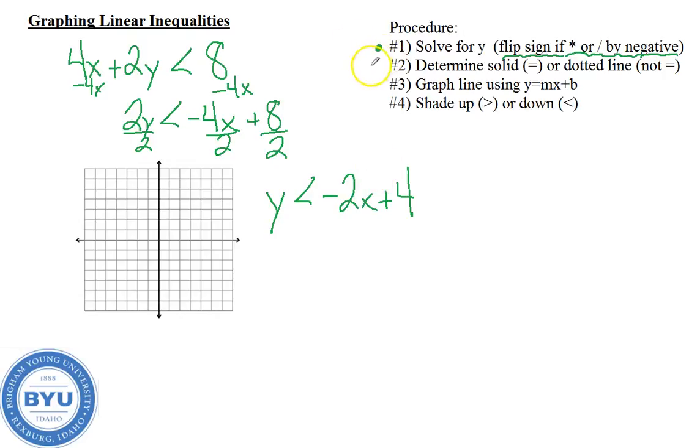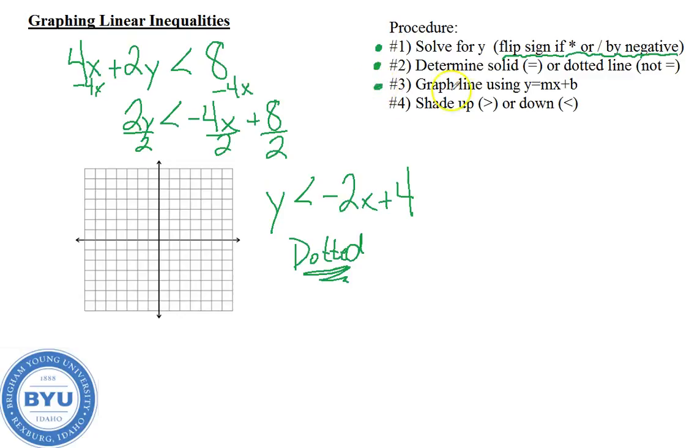Okay, now I need to determine if it's going to be solid or dotted. I've got y by itself, and I have a less than sign. Ooh, but it's not equal to. So because it's not equal to, I'll be using a dotted line when I graph this line.